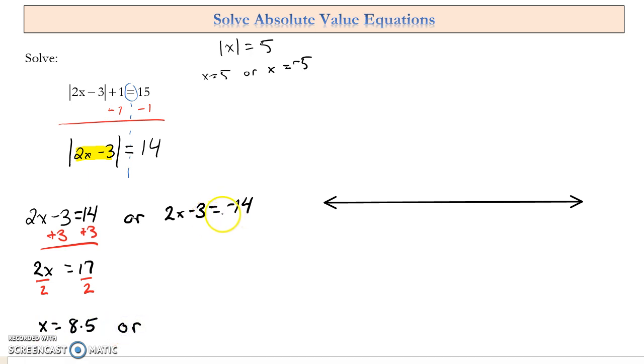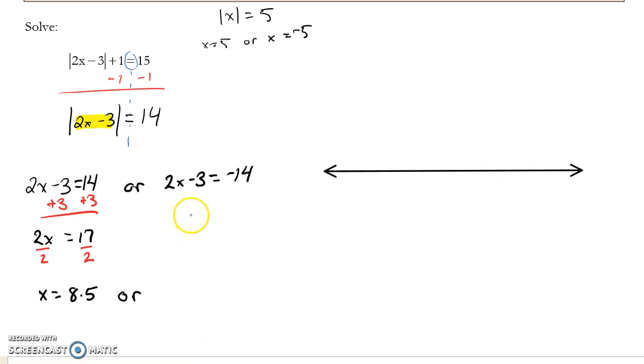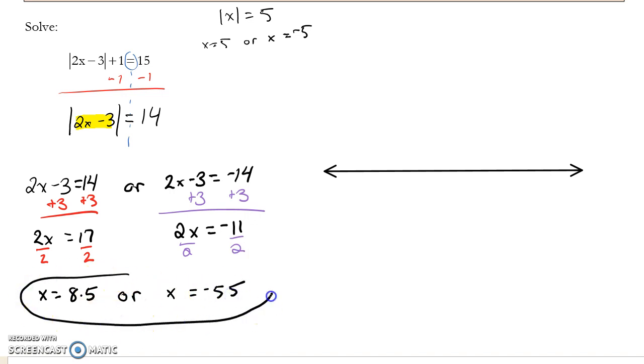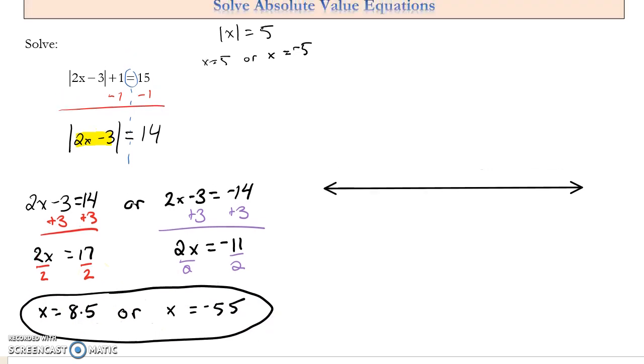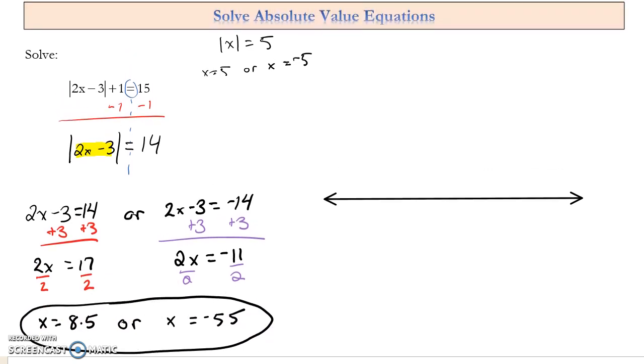Now I want to continue solving and solve my second equation as well. So in this case, when I do the same steps, add 3 to both sides, I'm going to wind up with a different answer, because we get 2x equals negative 11, and dividing by 2 on both sides leaves x equals negative 5.5. That would be the solution to my absolute value equation.